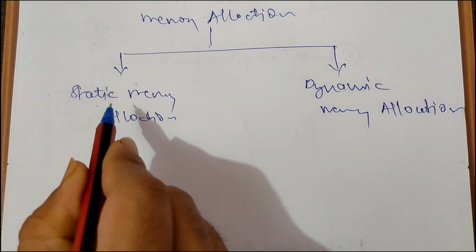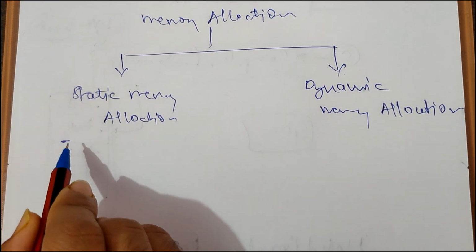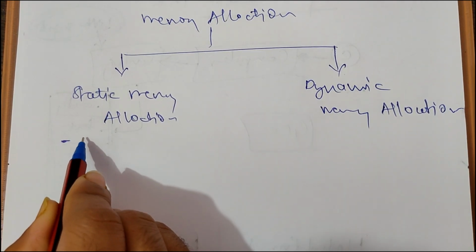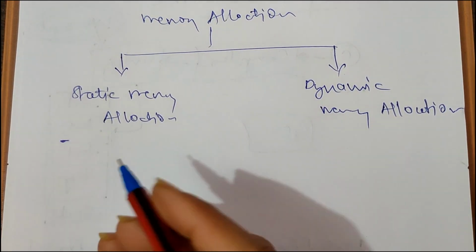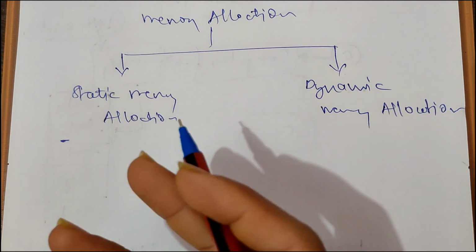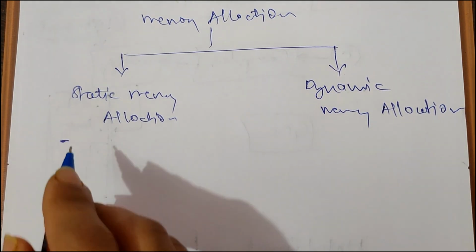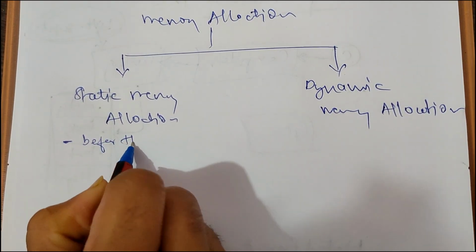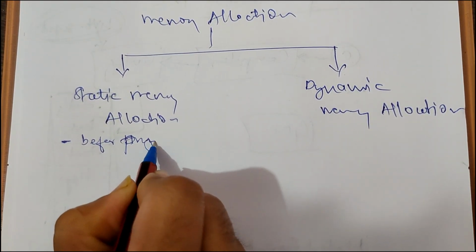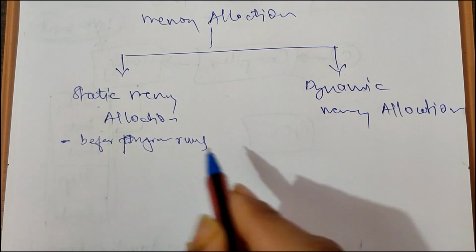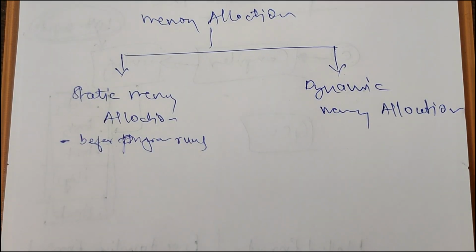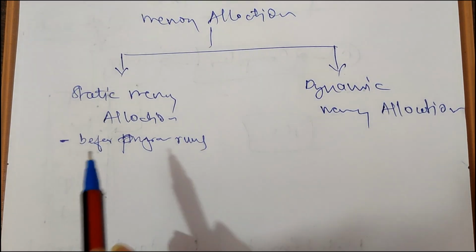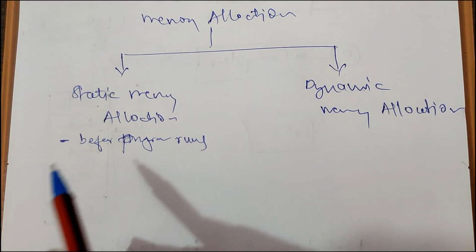So what does static memory allocation mean? It is the memory allocation in which where the data is going to be stored, or which type of data is stored where, is decided before the program runs. And in a freestanding environment, it is decided by the compiler. In an OS environment, different things are there.